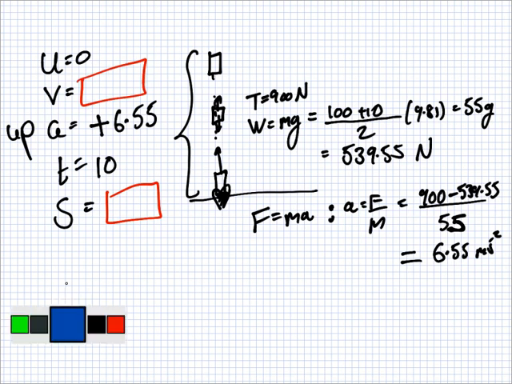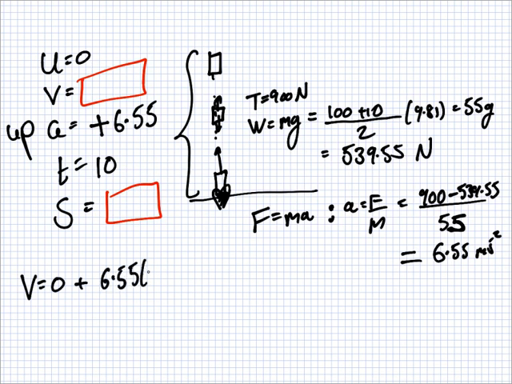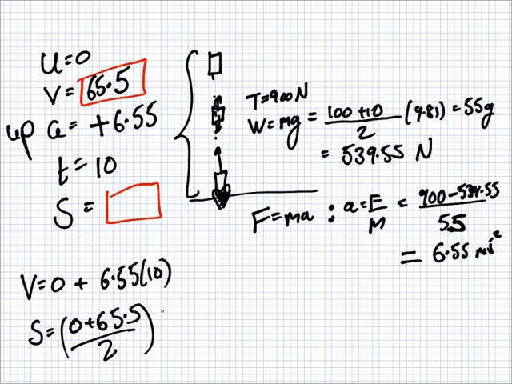So what would be the easier one to get first? The V. V equals U plus AT. So the V is 65.5. And now let's get the S. S equals U plus V over 2 times T, which is 10. So what's that, please? Like about 300 and something?